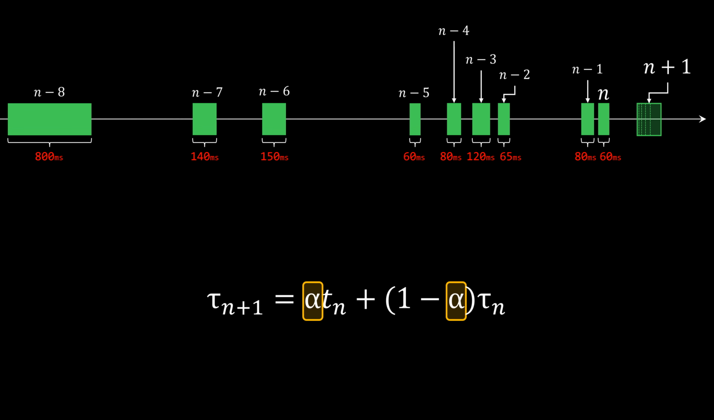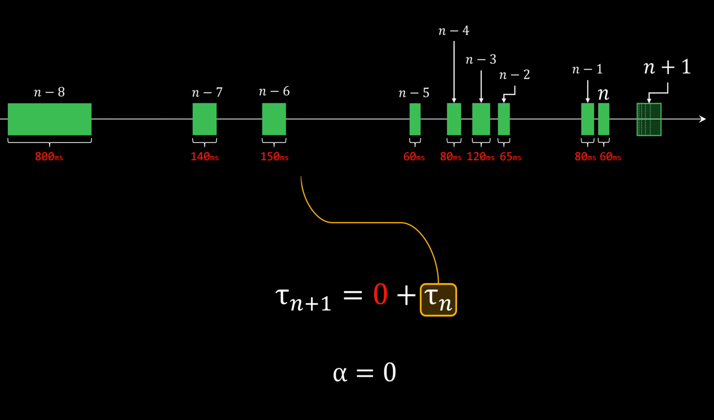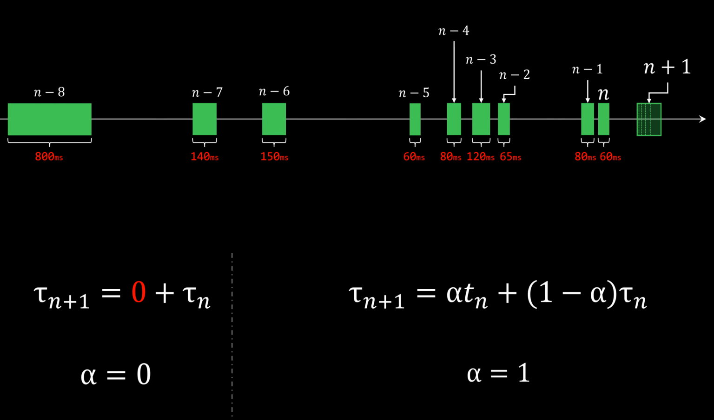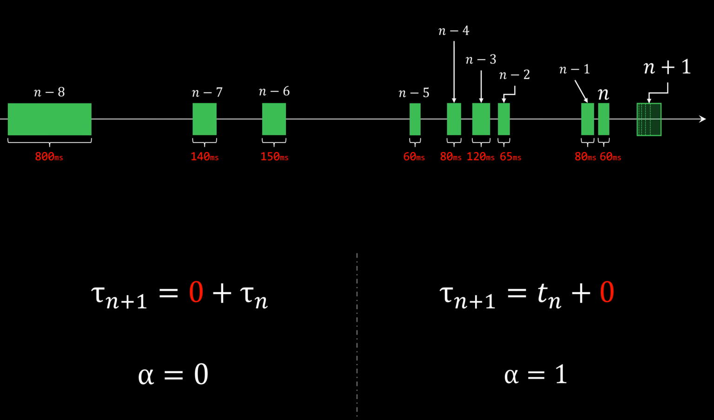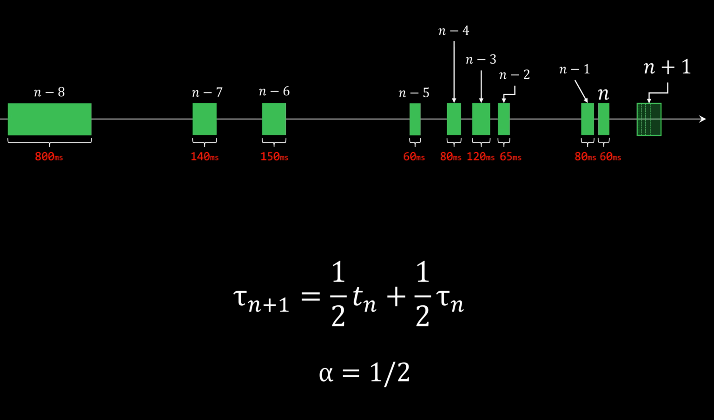And what about this parameter alpha? Well, if alpha equals 0, the most recent CPU burst is completely ignored, and the prediction relies only on past history. If alpha equals 1, the prediction is based only on the most recent CPU burst, ignoring all past history. Thus, alpha controls the relative weight of the recent and the past history in our prediction. A common choice is alpha equals 1/2, which gives equal weight to recent and past history.